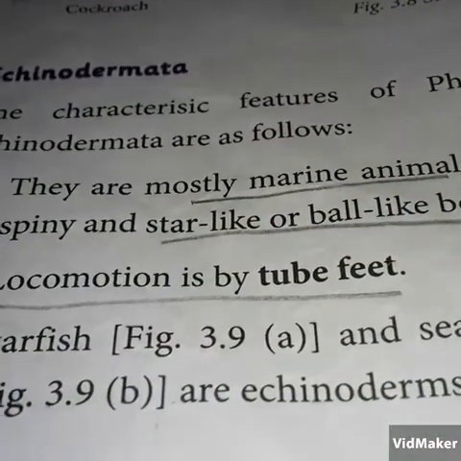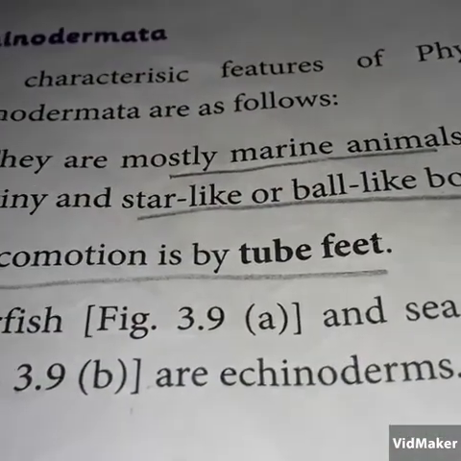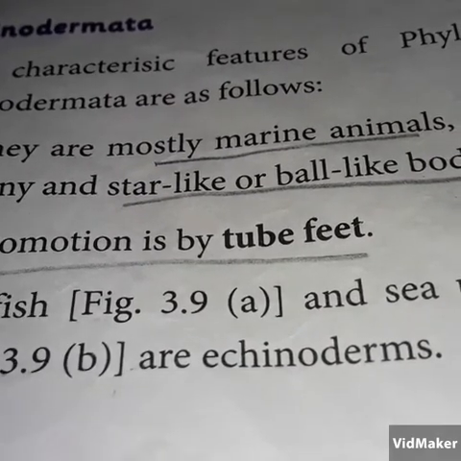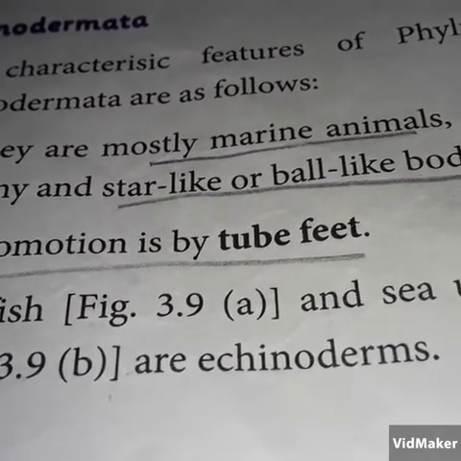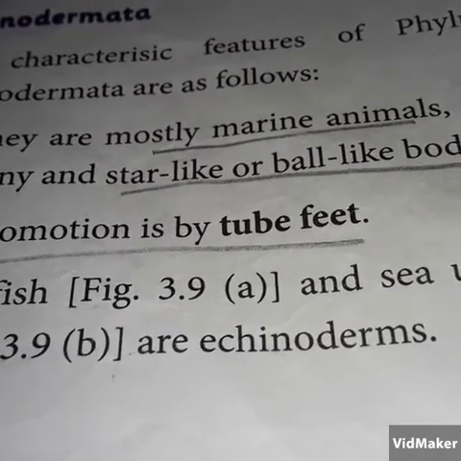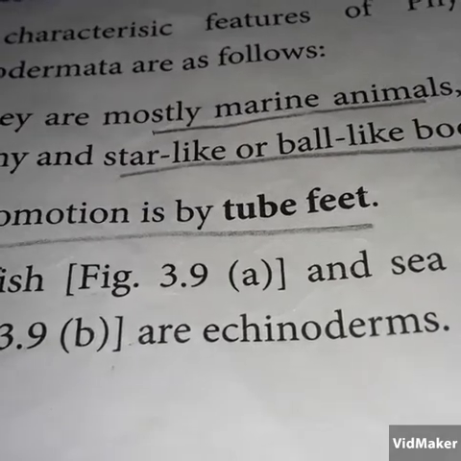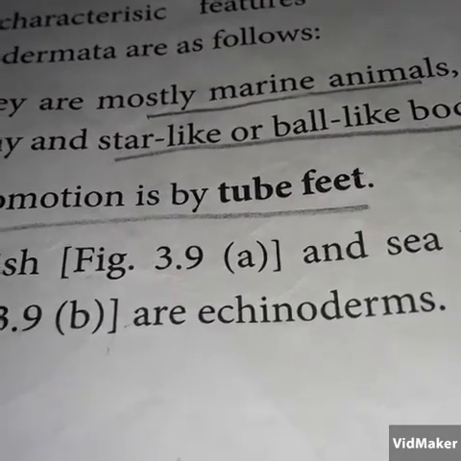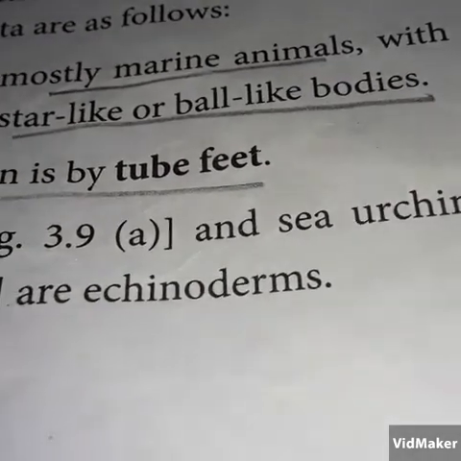Echinodermata. The characteristic features of phylum Echinodermata are as follows. They are mostly marine animals with spines and star-like or ball-like bodies. Second, locomotion is by tube feet. Third, examples are starfish and sea urchin.